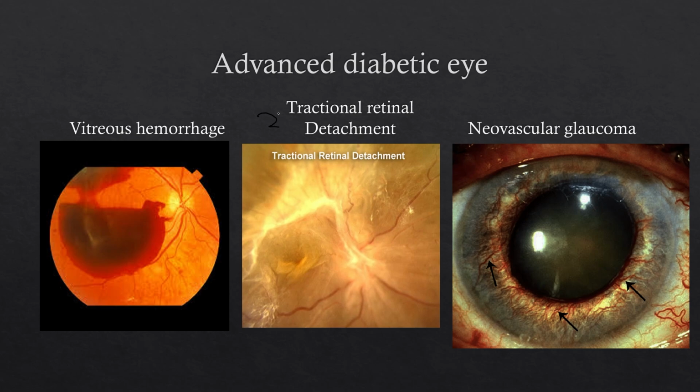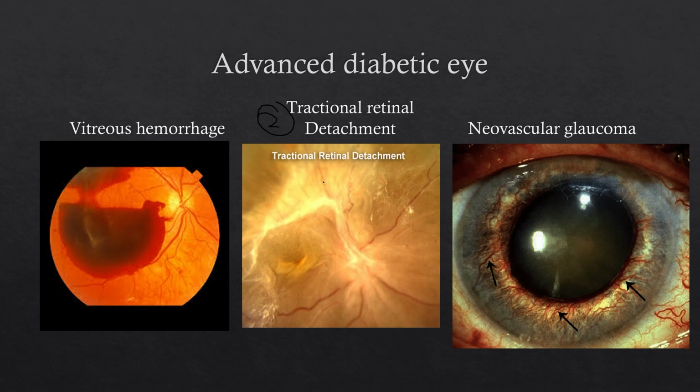We have the tractional retinal detachment. So traction means there's a force pulling until it detaches. So what is the origin of this force? We said that there is leakage and it contains many substances which we've explained. And one of these substances is fibrinogen.